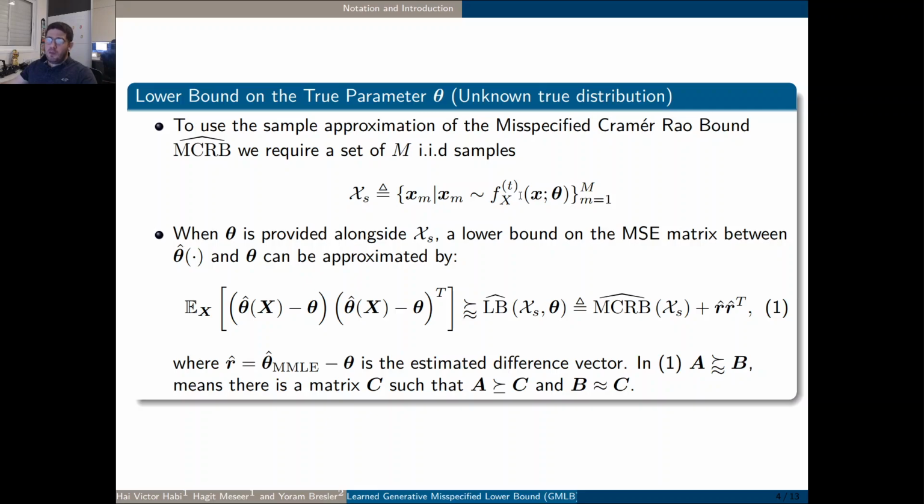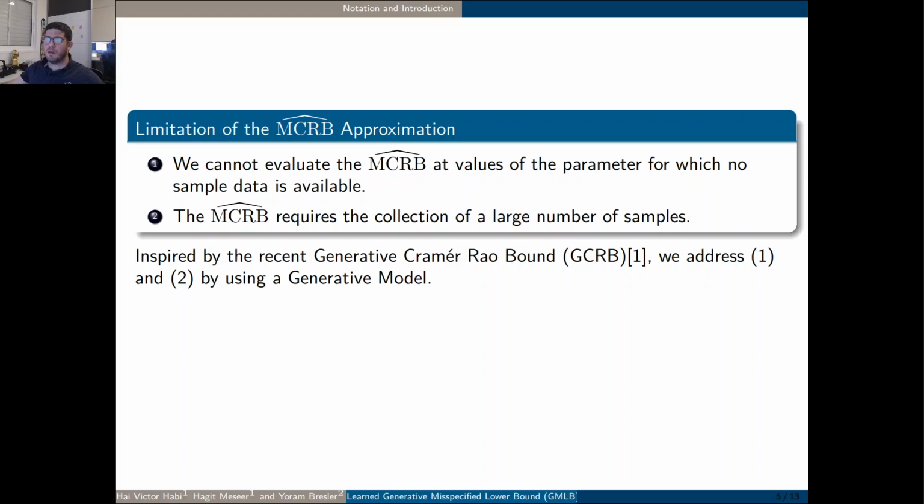Now, if the true parameter vector is provided alongside the set of samples, a lower bound on the MSE matrix between the misspecified estimator and the true parameter can be approximated by equation 1. This approach suffers from two limitations. 1. We cannot evaluate the MCRB at parameter values for which no sample data is available. 2. It requires the collection of a large number of samples.